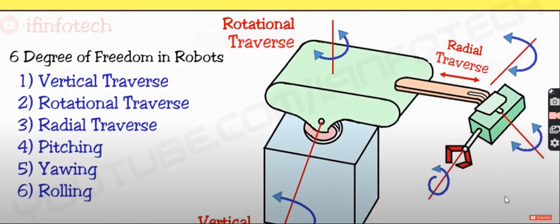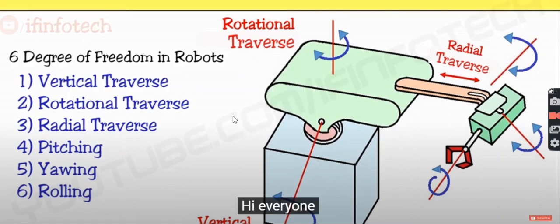In this video I'll see what is degree of freedom and how many degrees of freedom the robot has got. So here a robot has got 6 degrees of freedom. That is the vertical traverse, the rotational traverse, and the radial traverse. And 3 axes of motion with respect to the wrist, that is pitching, yawing and rolling.